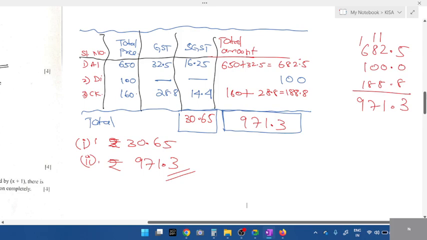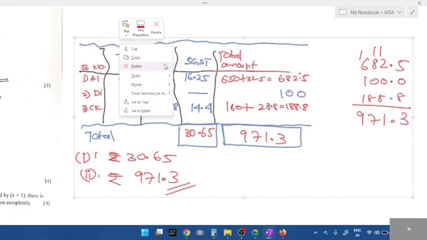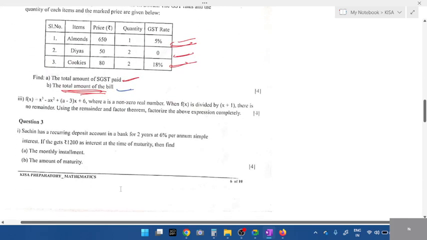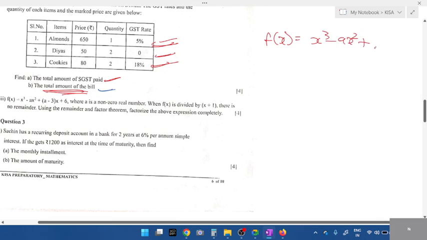Done? Okay. Next question. See, they have given a function, students. Function f of x is equal to x cube minus a x square plus (a minus 3) into x plus 6, where a is a non-zero real number. Okay, when f of x is divided by x plus 1, if x plus 1 is equal to 0, what do you have to substitute? x is equal to minus 1.